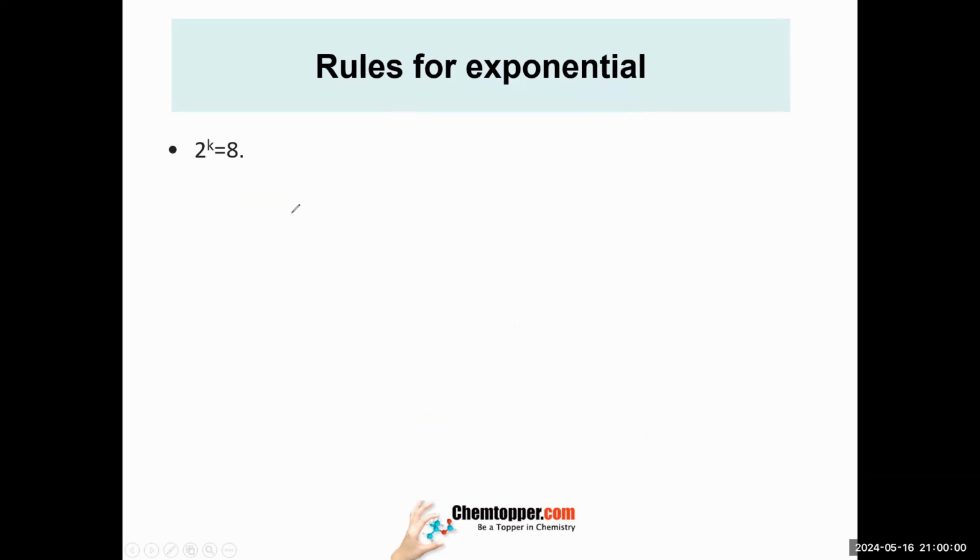Let's do one more. 10 raised to power x is 100. What's the value of x? So you will write it like this. 10 raised to power x is 10 raised to power 2. That's 100. 100 is 10 multiplied by 10. So what is x? x is 2. Like this. So these are simple rules for exponentials.